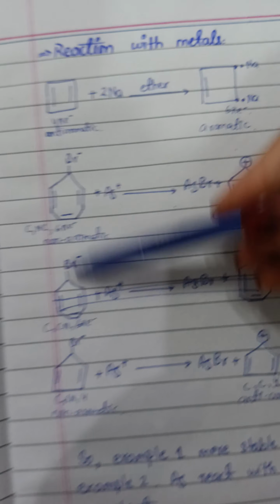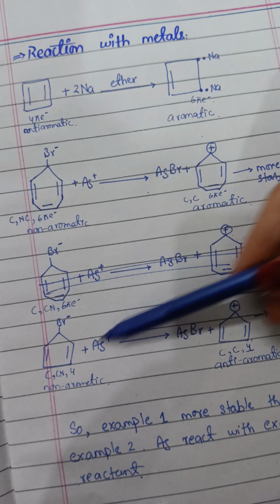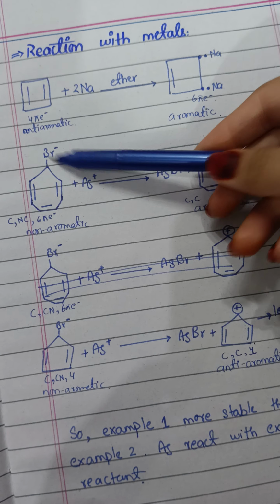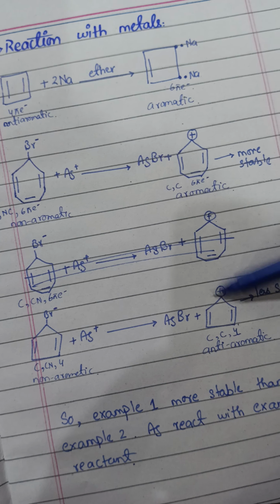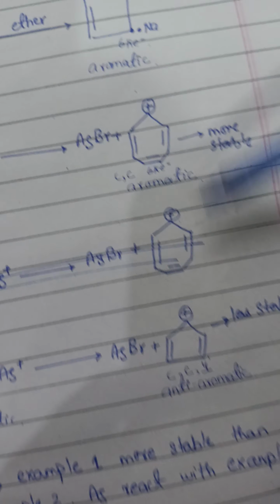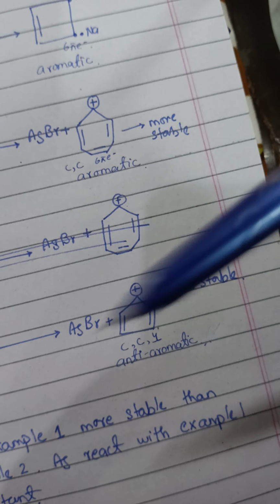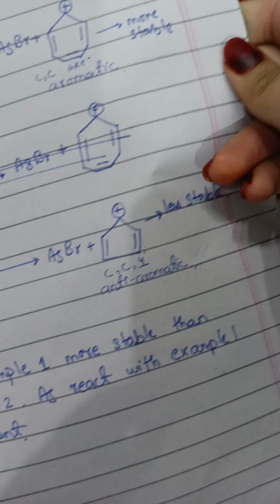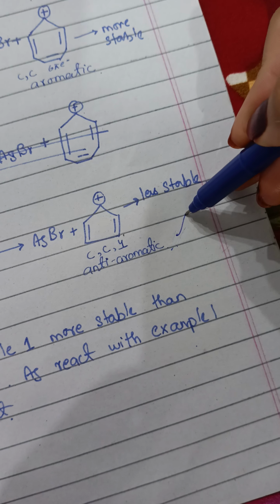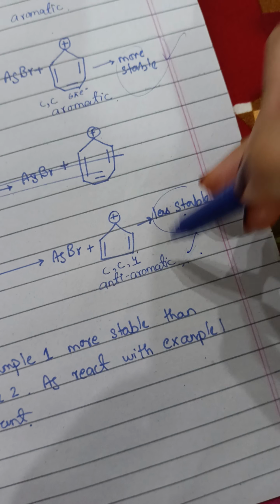Now if we have this structure, and we react it with silver ion, the silver ion combines with the bromide ion to form AgBr, and the positive charge comes here. This structure is more stable because it is aromatic with 6 pi electrons, and this one has 4 pi electrons, so it is anti-aromatic, so it is less stable and it is more stable than this structure.